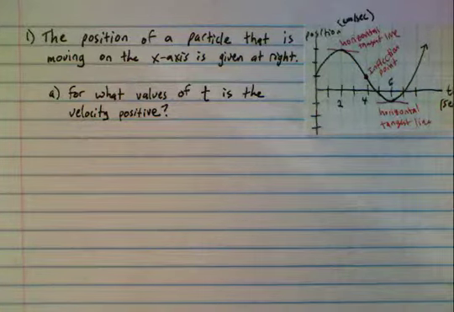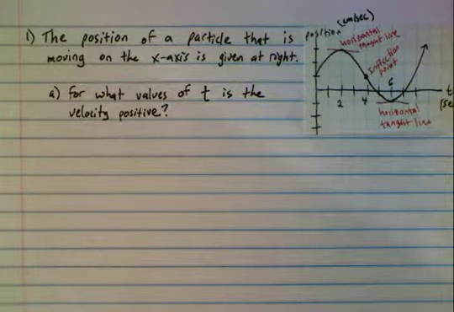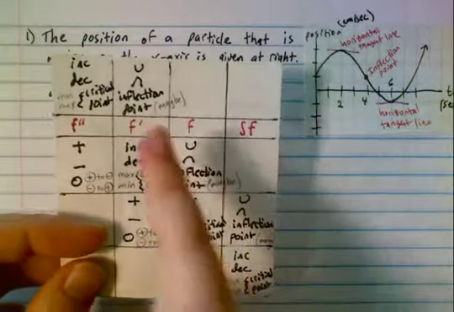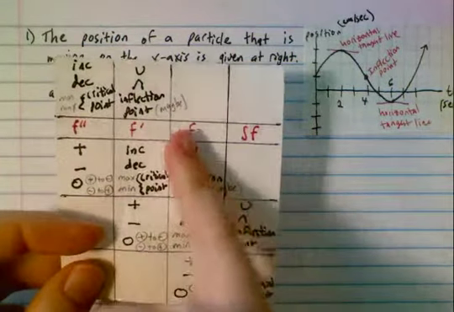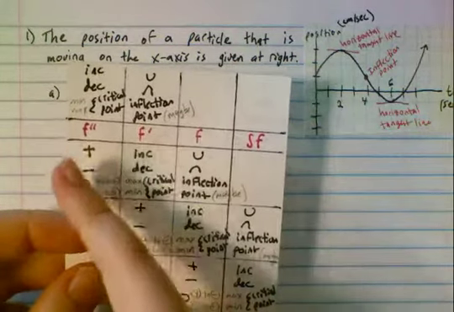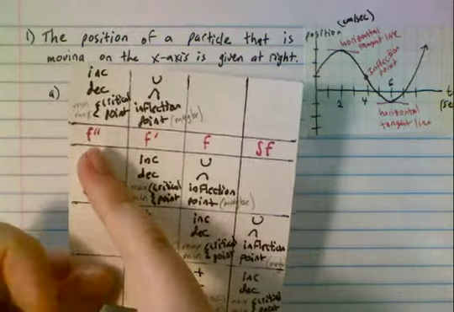Solving problems given the graph of position, velocity, or acceleration is the same thing that we did in the graph analysis unit, except that now things are labeled slightly differently. But we're still going to be using that same chart that we had. The only difference is that F is now called position, F prime is velocity, F double prime is acceleration.